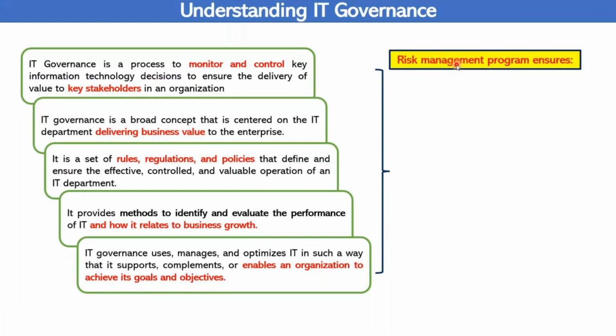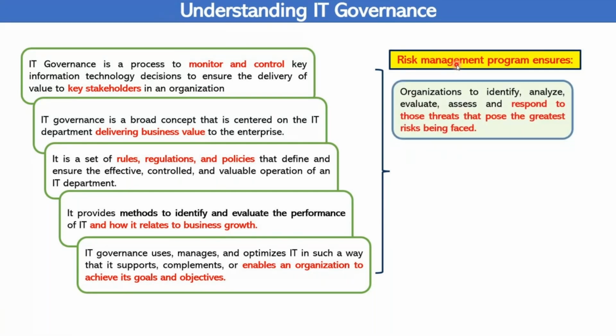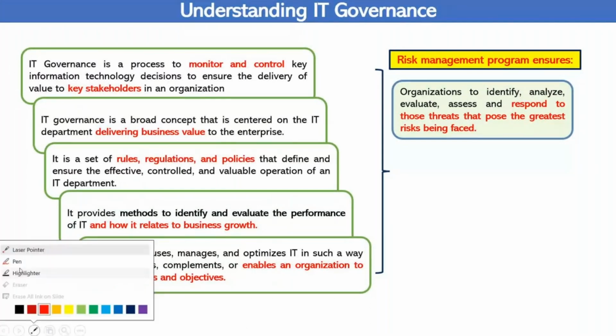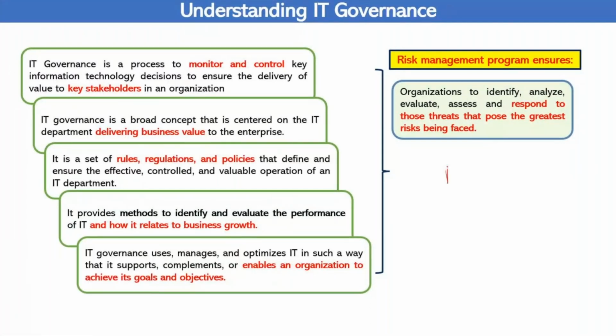So what does a risk management program ensure? It ensures organizations identify, analyze, evaluate, assess, and respond to those threats that pose the greatest risk being faced. Let me take a minute and quickly explain what a risk is. To calculate risk there is a very simple formula: P into I. P stands for probability or likelihood. I stands for impact. Probability means likelihood or chances, and impact means consequences.